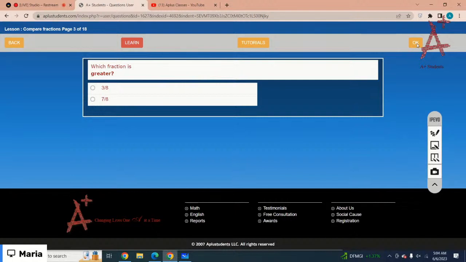See, they both have the same denominator, 8. Just look at the numerators. The one with the greater numerator is the greater fraction. So 7 over 8 is greater.